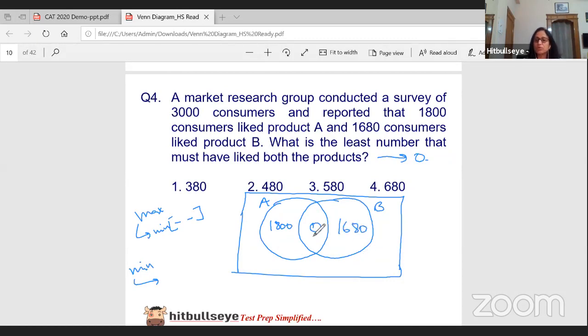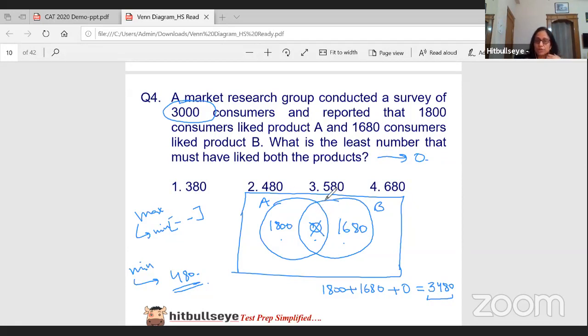But obviously 0 is a wrong number. What is the mistake? If I add these three numbers, it should match 3000, whereas it does not. Adding 1800, 1680 and the 0 I kept in the middle, I am getting 3480. This tells you that I have exceeded the actual value by 480. That means this number cannot be 0, it will be 480. So the minimum is obtained by applying this shortcut.